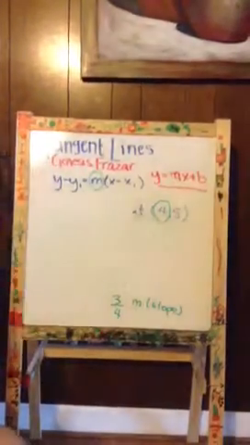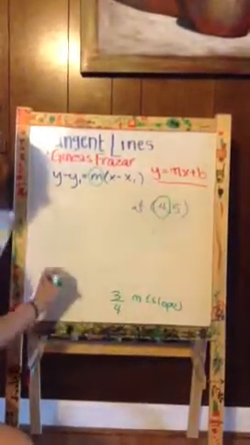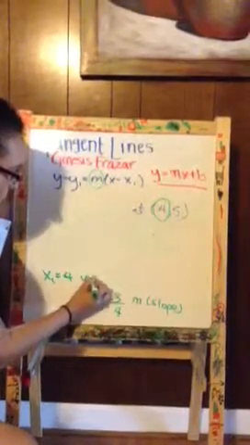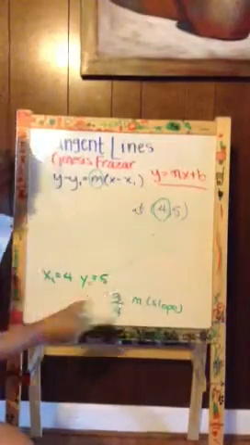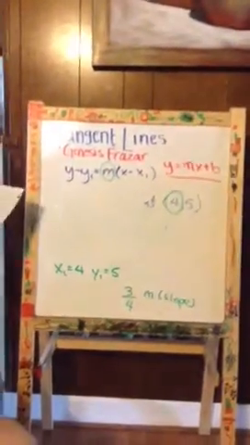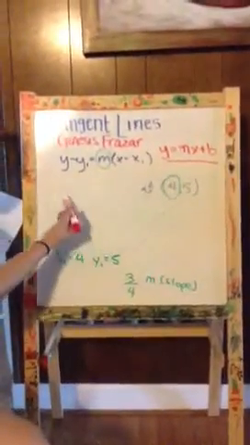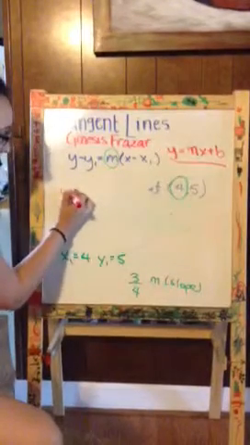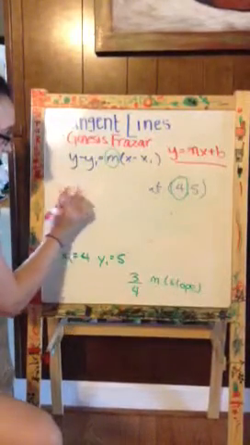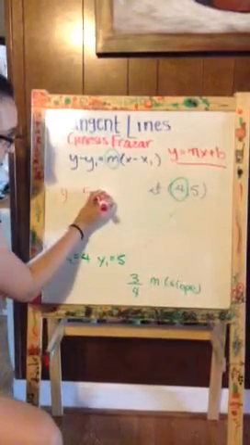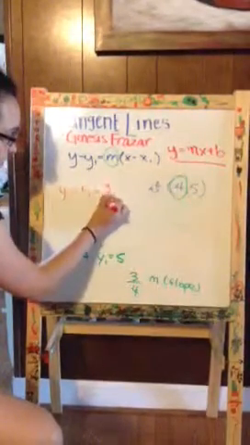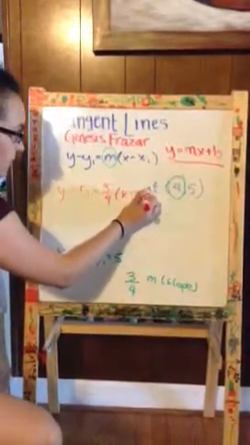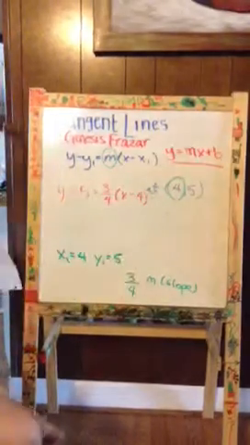into our tangent line formula. So we know that m is 3/4, and we know that our x1 equals 4, and our y1 equals 5. So we will plug in these values into the given equation. So y minus 5 equals 3/4 times x minus the given value, x1 at 4.